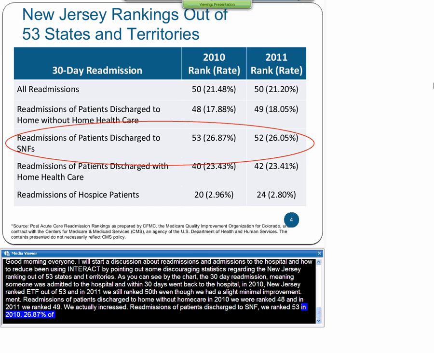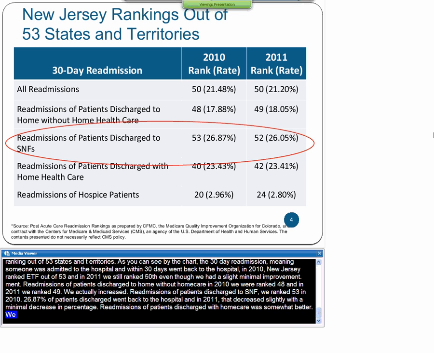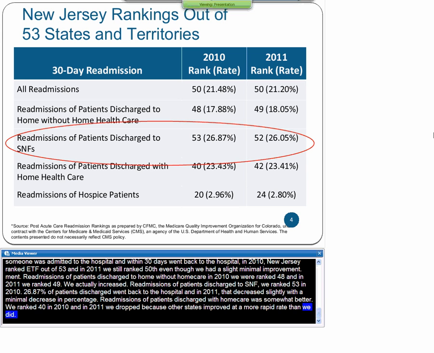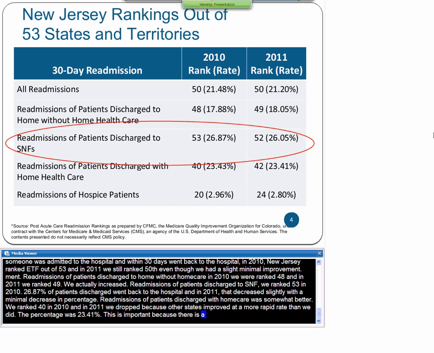Readmissions of patients discharged with home care was somewhat better. We ranked 40th in 2010, 23.43%, and in 2011 we dropped, but mainly because other states improved at a more rapid rate than we did, and the percentage was 23.41%. This statistic is important because there is a significant difference in the residents who went home without any supervision and residents who received home health care. And then readmissions of hospice patients, we ranked 20th in 2010, and in 2011, we ranked 24. So much improvement is needed there.